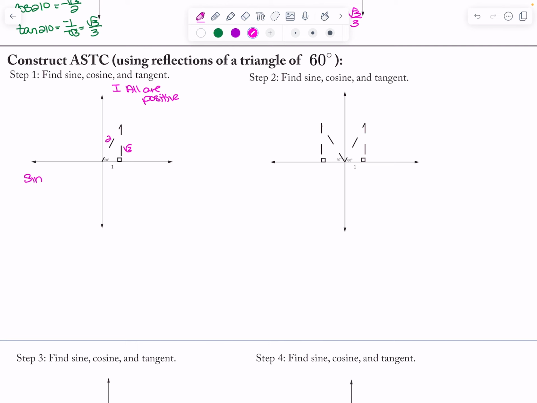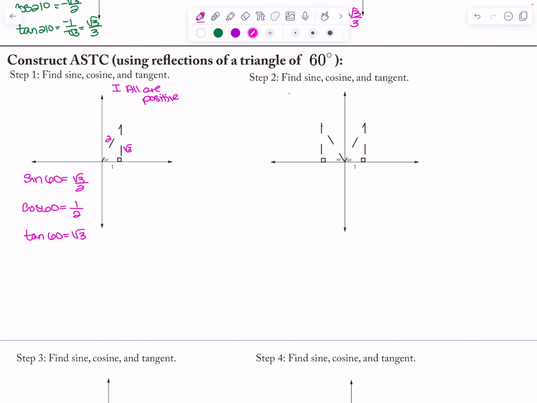So I have the sine of 60 degrees, which is root 3 over 2. My cosine of 60 degrees, which is 1/2. And it's all weird. My tangent of 60 degrees is equal to root 3 over 1, which is just root 3. Okay? And all of them, again, are positive.